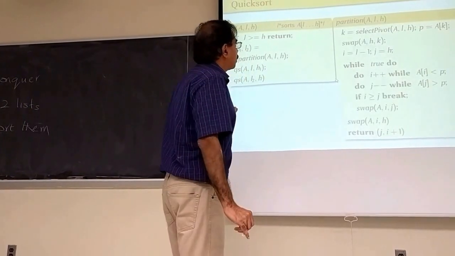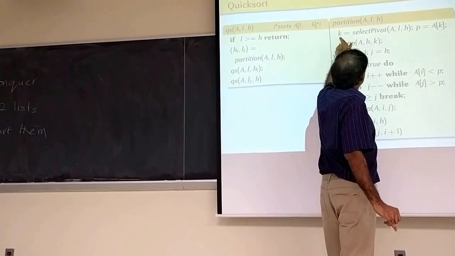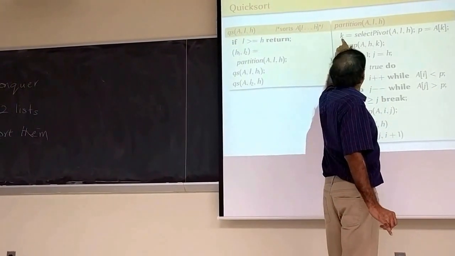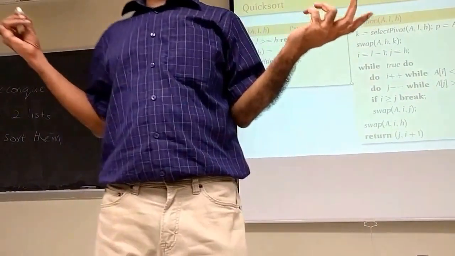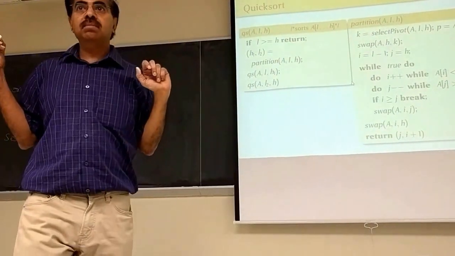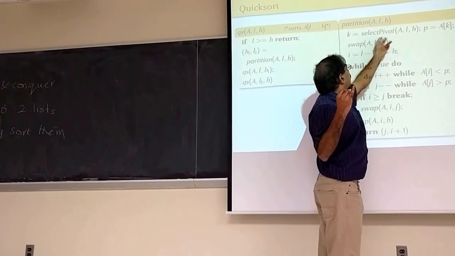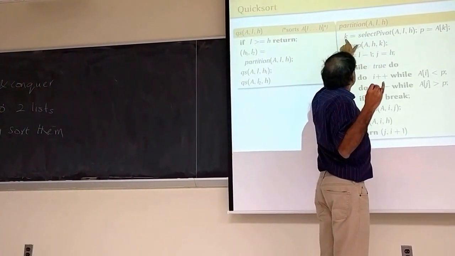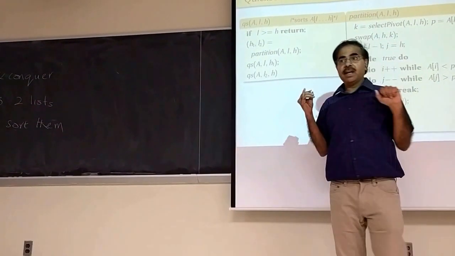Notice that this K is not the pivot value, it's actually the position, the location of the pivot. So typically what you would do is you would pick a random value between L and H. That could be the select pivot function, just a random number between L and H. So the pivot location is K, the pivot value is A[K].